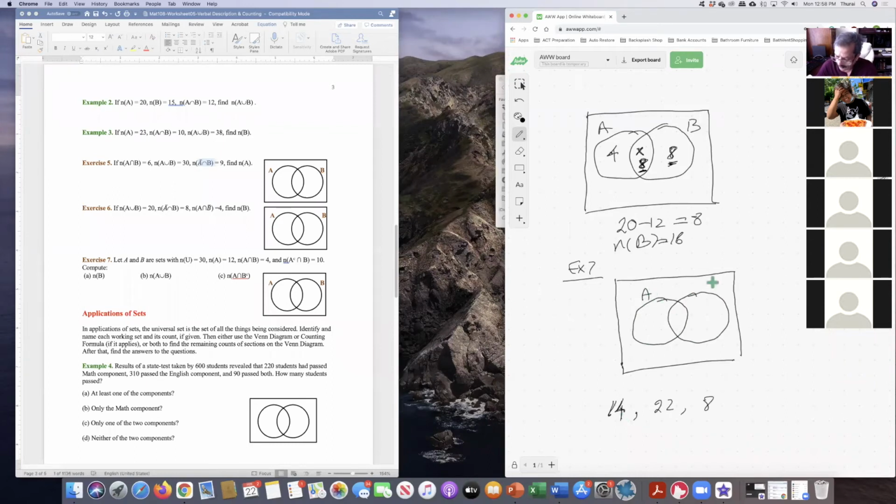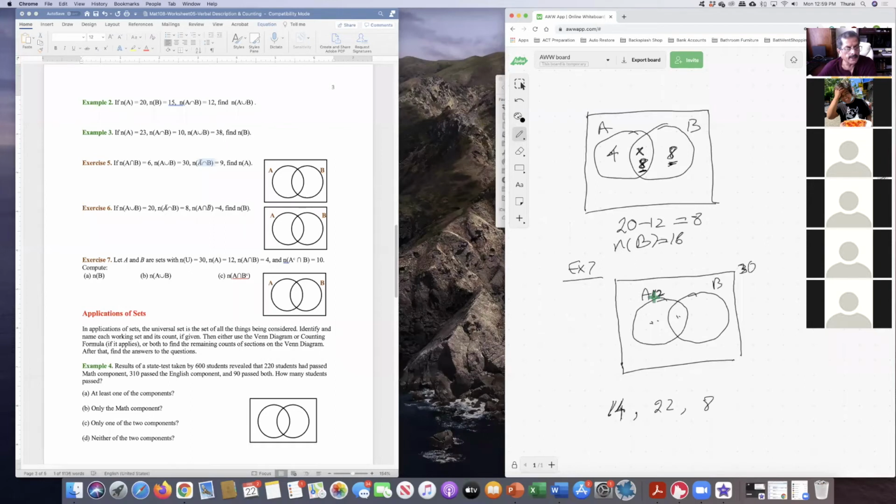Okay, A and B. What is given to us is universal set has 30, so I can put 30 outside the rectangle. Count of A is 12. So that's these two sections together is 12. So I don't want to put the 12 inside anywhere. I write that outside. So if I write 12 next to the label A, that means the entire A has 12 elements.